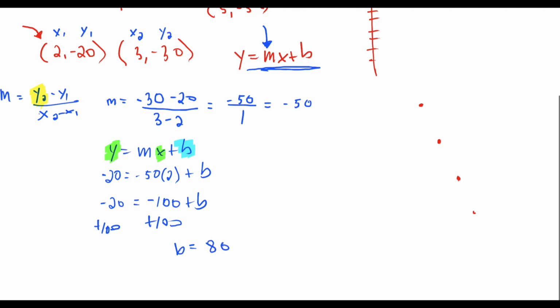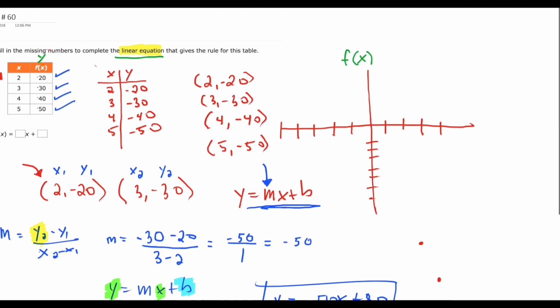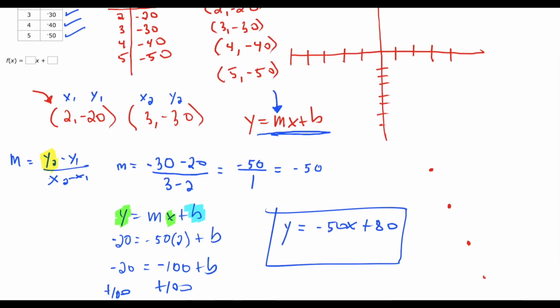Alright, now we can put it all together. What's our answer? Get it? We good? That's your answer. Boom. Right? That's what they want. See over here it says f of x. So instead of f of x you have y, but you can just write it as f of x. So then it'd be f of x equals, and then you'd punch in as your answer, right? Negative 50 is one answer, and then x plus your 80 is your other answer.